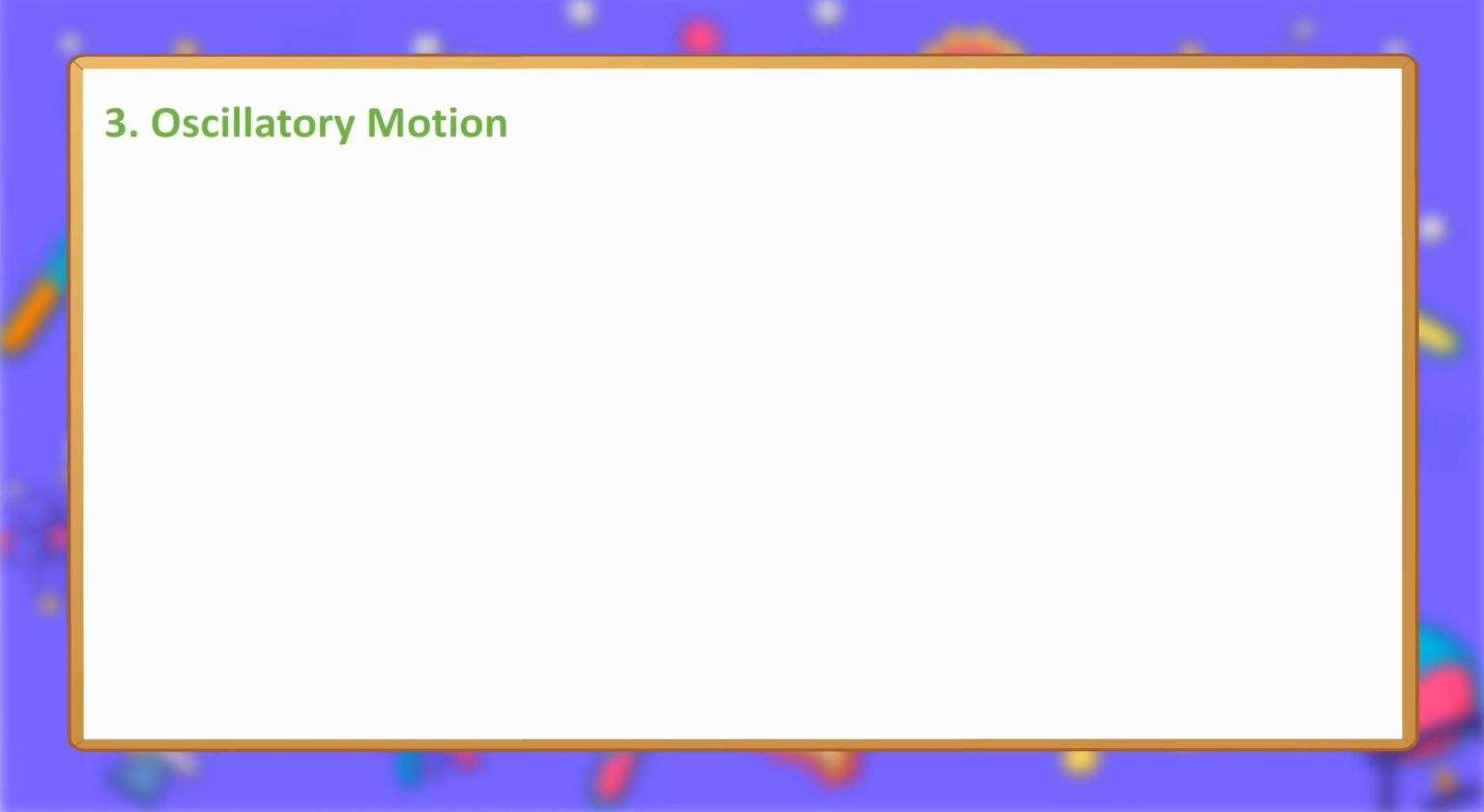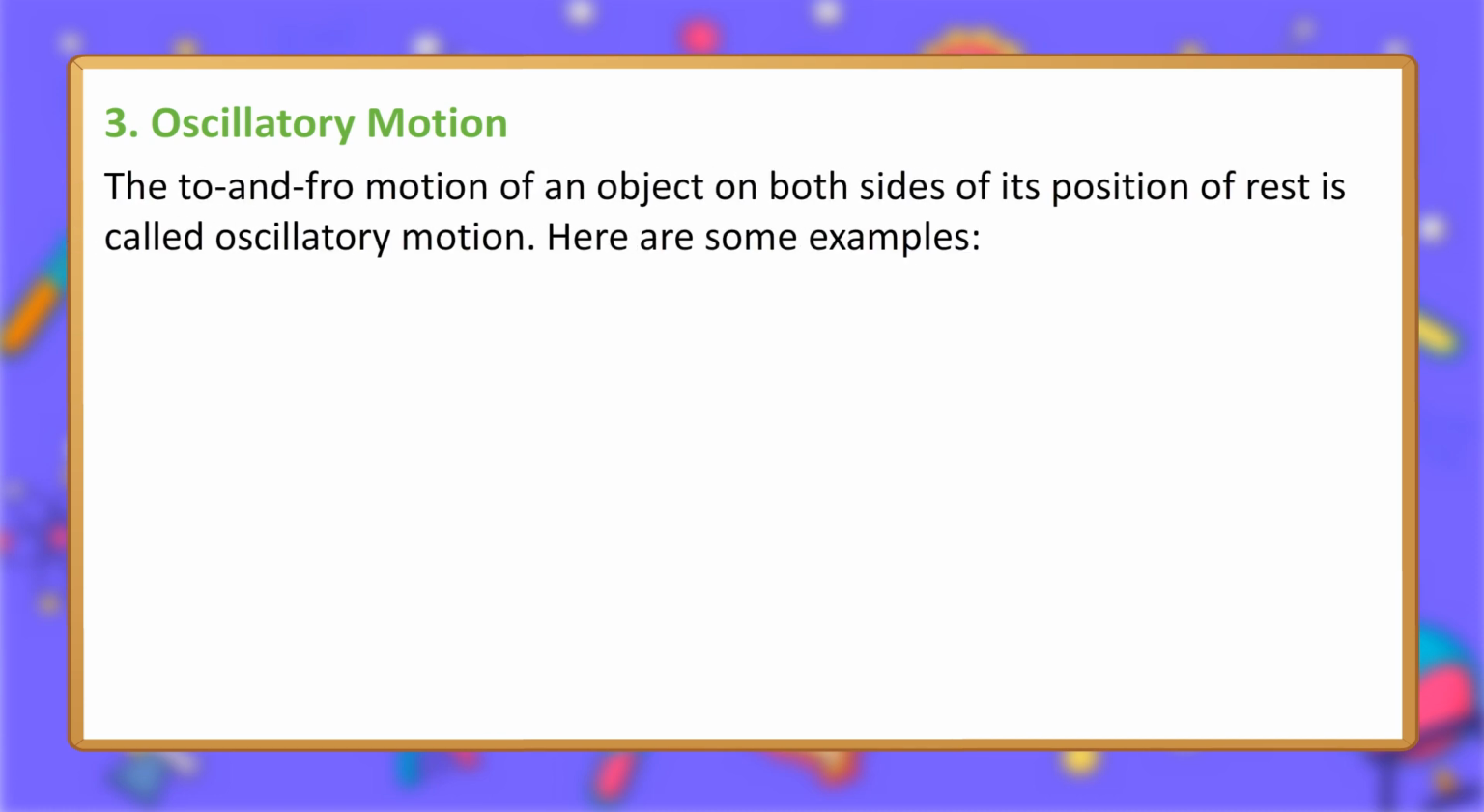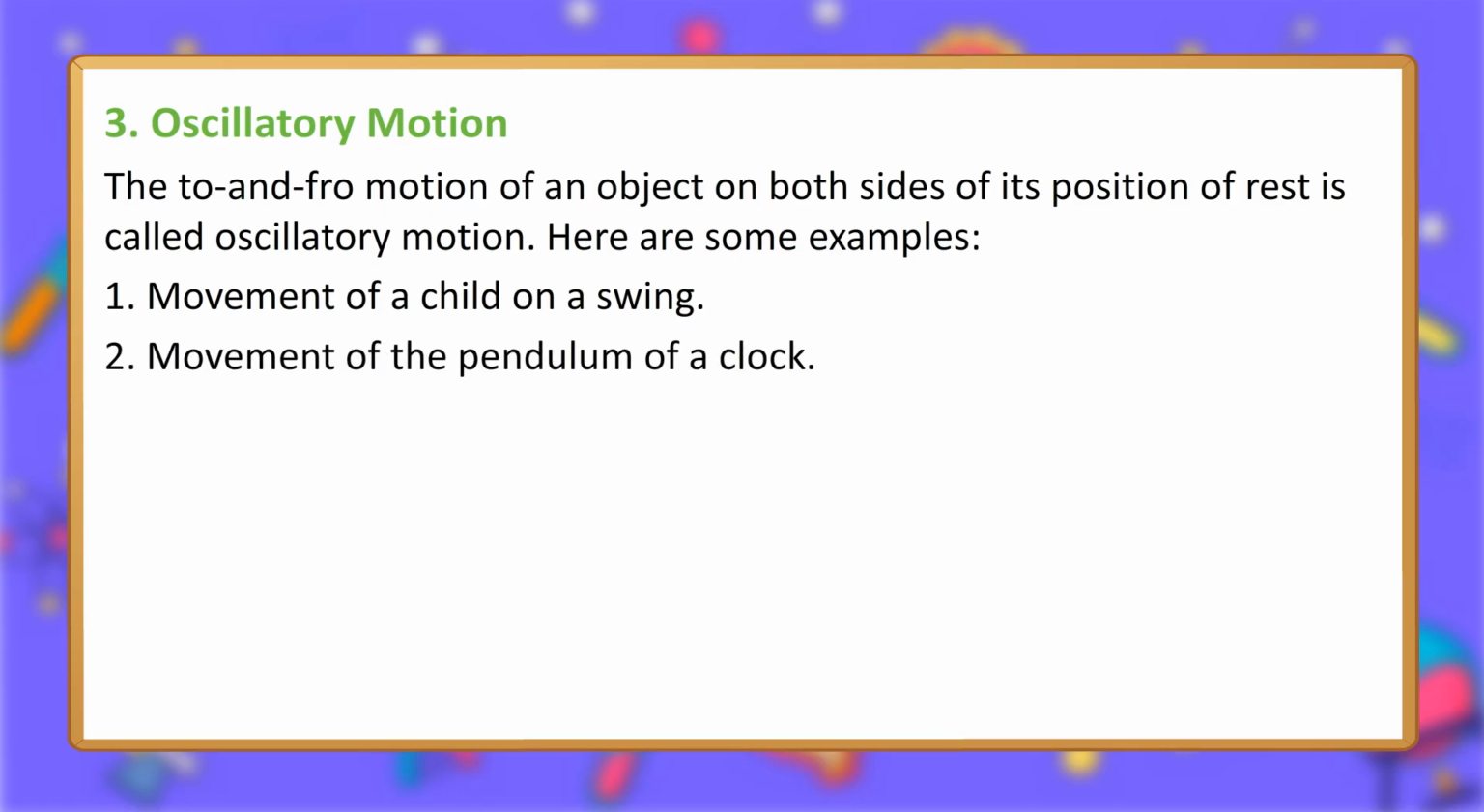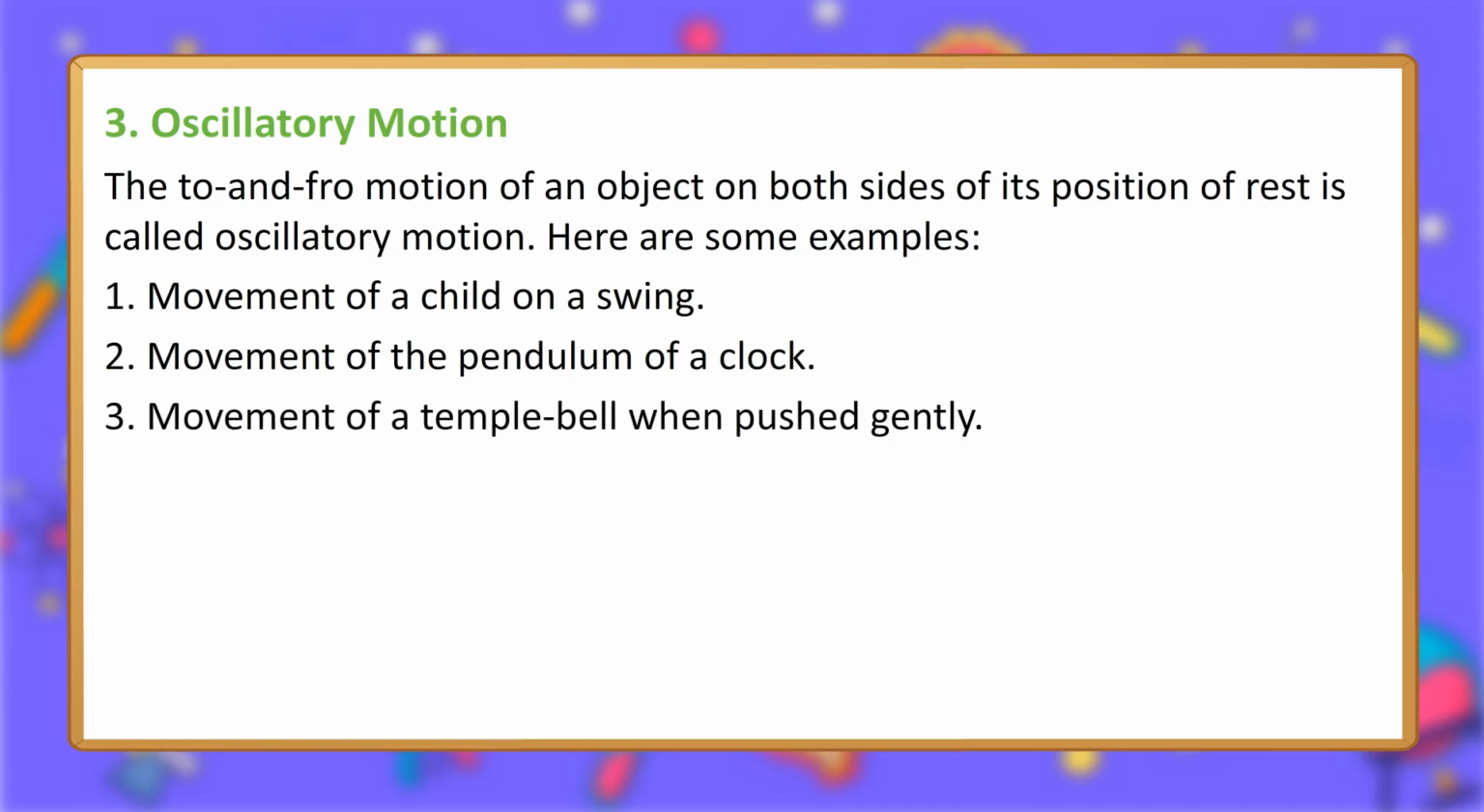3. Oscillatory motion. The to and fro motion of an object on both sides of its position of rest is called oscillatory motion. Here are some examples. 1. Movement of a child on a swing. 2. Movement of the pendulum of a clock. 3. Movement of a temple bell when pushed gently.